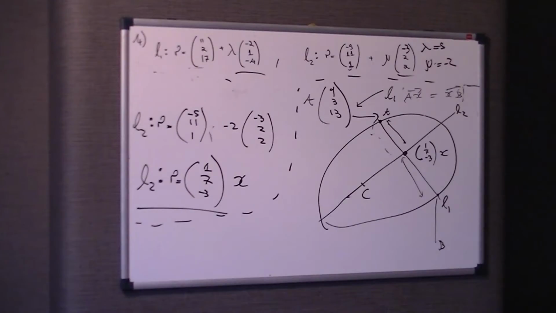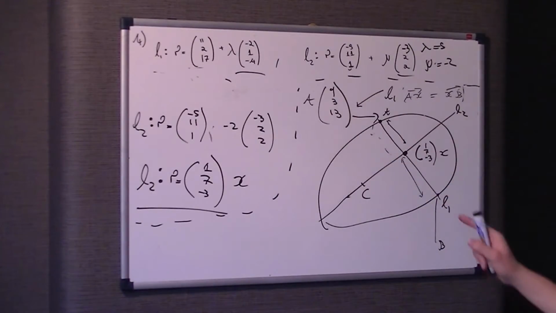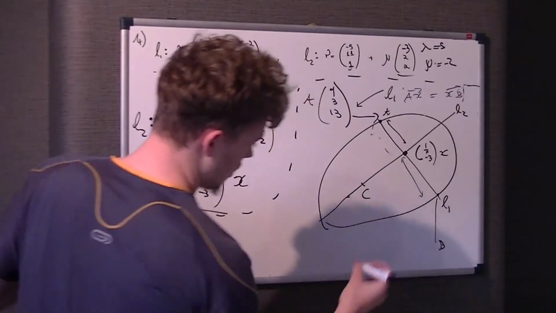So what we want to do is find the coordinates of point B. We know the coordinates of point A, and we know the coordinates of point X. But remember, this is the distance O to A. This is not the distance A to X. So what I'm trying to say is, to get from O to B.